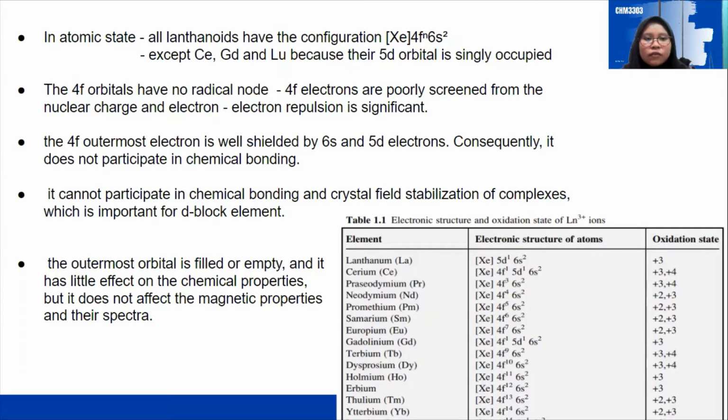Next, the 4f outermost electron is well shielded by 6s and 5d electrons. Consequently, it does not participate in the chemical bonding. Moreover, it cannot participate in the crystal field stabilization of the complexes, which is important for d-block elements. And then the outermost orbital, whether filled or empty, has little effect on the chemical properties, and it does not affect the magnetic properties and their spectra.